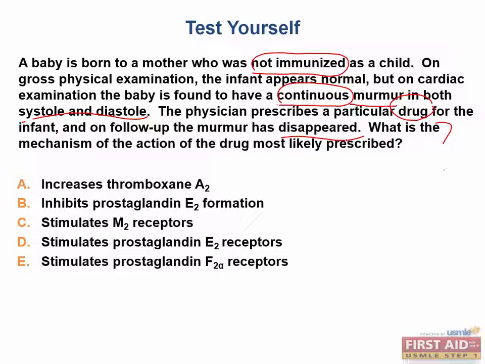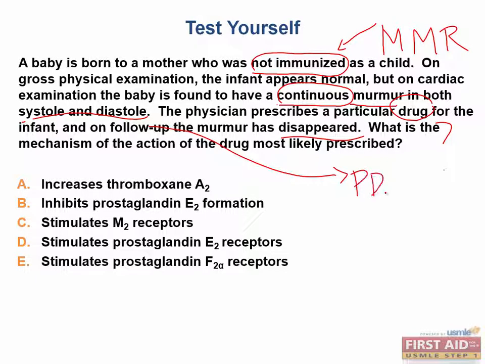This question is testing a combination of microbiology, pharmacology, and embryology. Number 1, the mother was not immunized as a child. So think about some of the common childhood vaccinations that are very important. How about measles, mumps, rubella? This should be dancing all over the screen here, considering the child has a continuous systolic and diastolic murmur on physical examination. That is very characteristic of what?